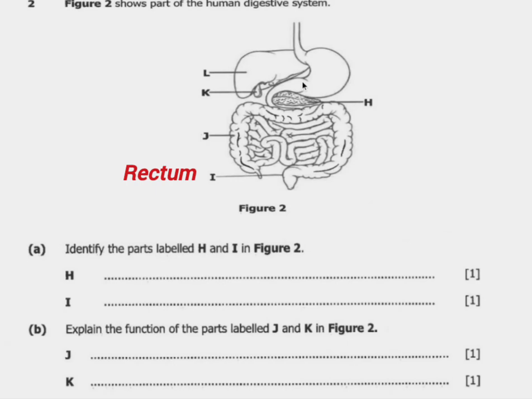Question B saying explain the function of the parts labeled J and K in figure 2. So we know to say that part labeled J is called the large intestine. So what is the function of the large intestine? That is where now the absorption of water takes place. So the absorption of nutrients takes place in the small intestine, which are these, and this one is the large intestine. So in the large intestine, that is where the absorption of water takes place, and in the small intestine, that is where now the absorption of nutrients takes place.